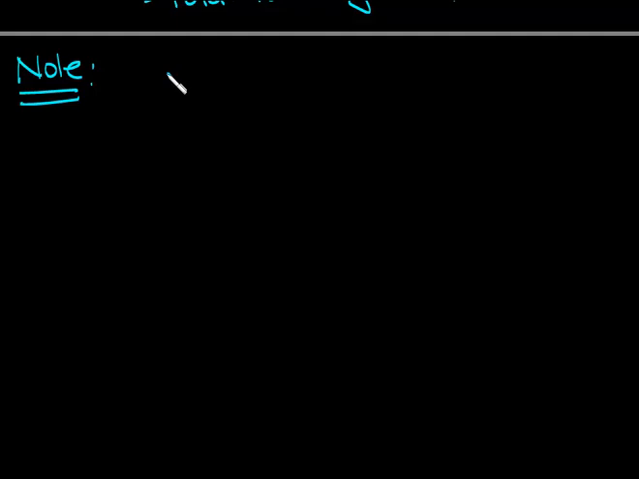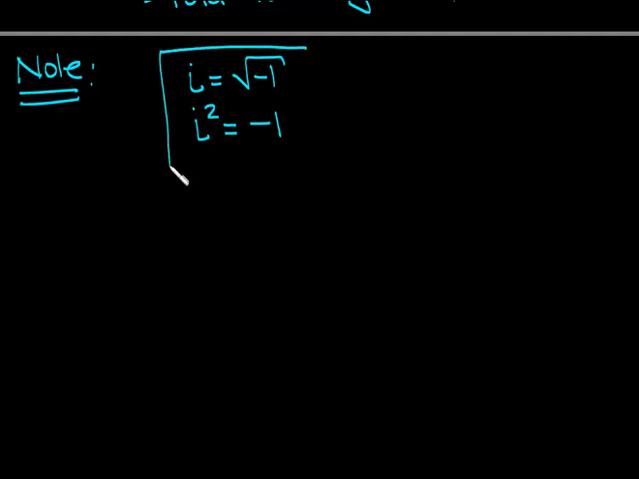We defined square root of minus 1 as i, correct? That's how we defined it. Let me write it backwards: i is equal to square root of minus 1. So if I square both sides, I get i squared is equal to minus 1. These are the two things you should always know about complex numbers.